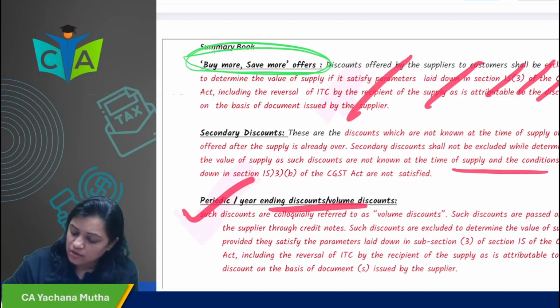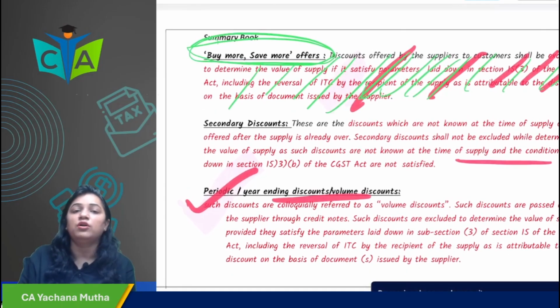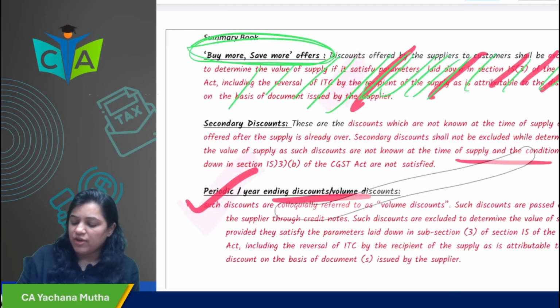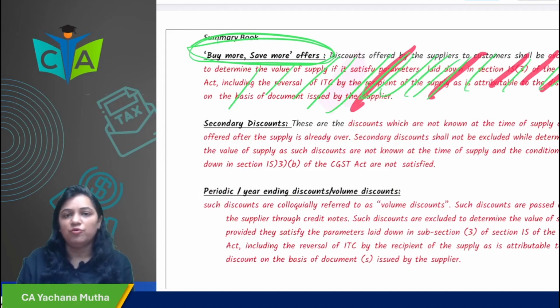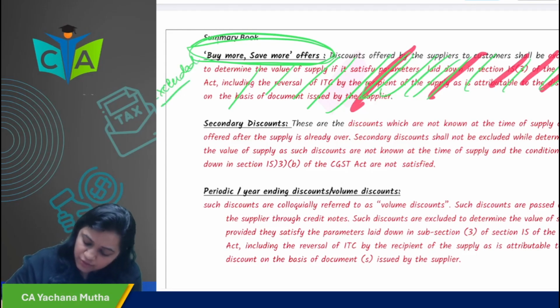It will be excluded. What you have to write if a buy more, save more offer comes in the exam? Very simple, two things. It is known before or at the time of supply, and it is duly recorded in the invoice. So it will be excluded from the value. You can write it here. It will be excluded from the value.